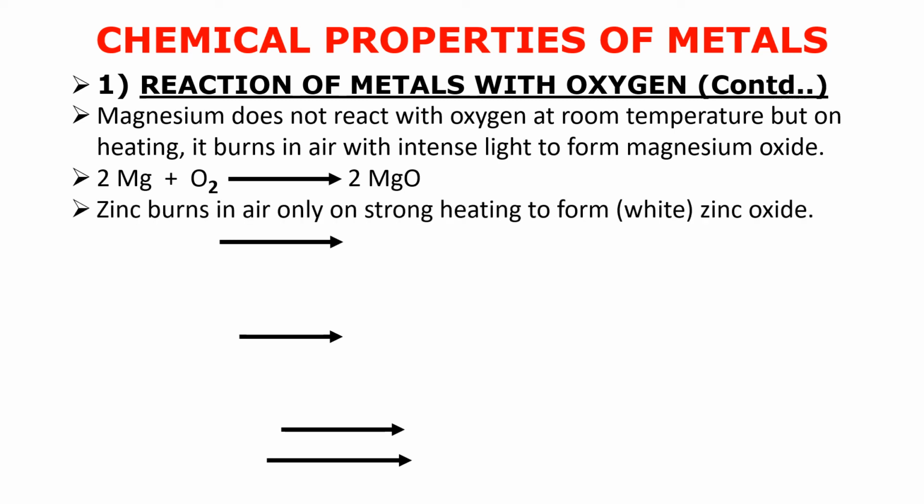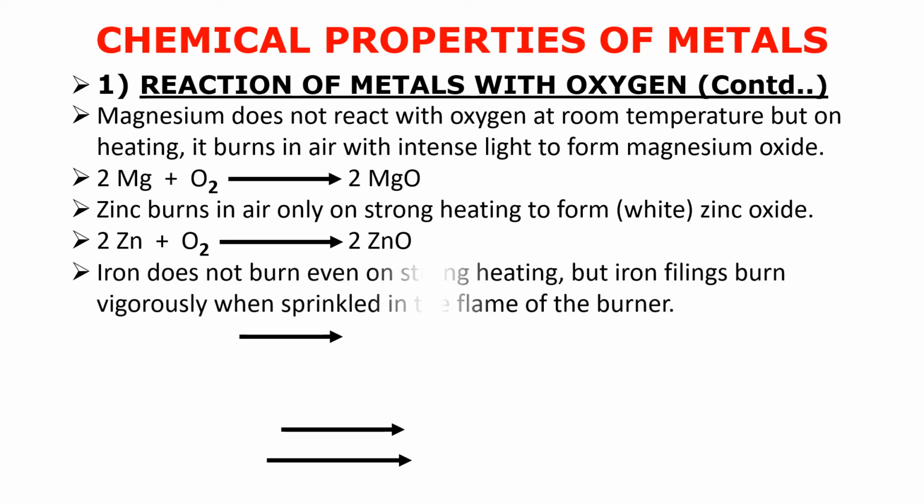Then we go to zinc. Zinc burns in air only on strong heating. See the word. Magnesium, with just normal heating, reacted with oxygen to form magnesium oxide. But zinc, you have to heat it very strongly, and then only it will form zinc oxide. Zinc oxide also is white in color. So the reaction for zinc oxide formation: zinc plus oxygen giving you zinc oxide.